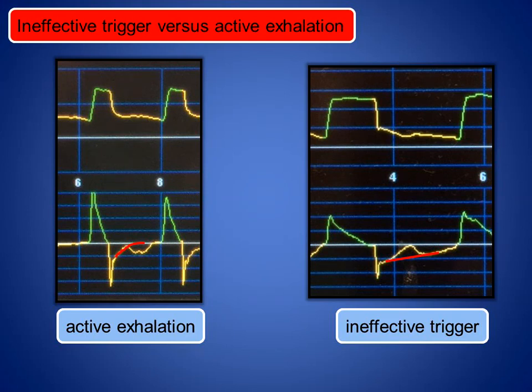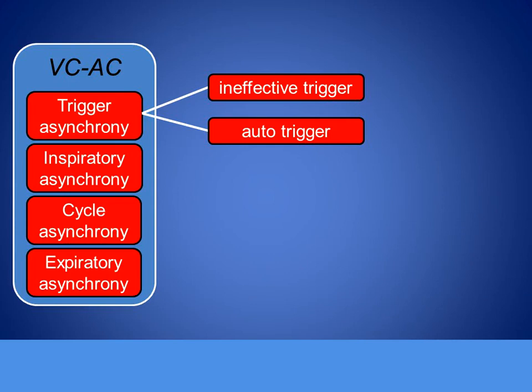Is it going more towards the inspiratory portion of the flow time scale, or is it going more towards the expiratory portion? Because there are two different things here. And so that's the distinction between the two of them. All right? So that's ineffective trigger.